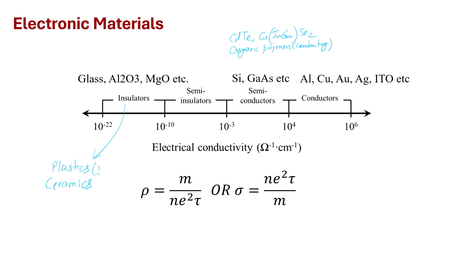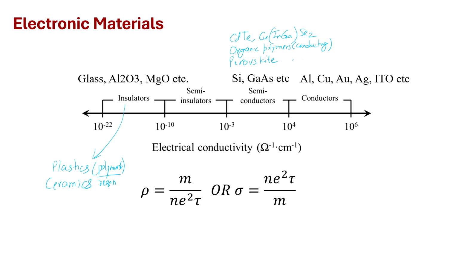Typical polymers will be plastics, polymers, or resins, thermosetting polymers. They will all be in the plastic category, very insulating, but there is a special class of polymers, organic polymers, which could be conducting. And then we have recently been researching a lot perovskite materials and many other materials which are semiconducting, whose electrical conductivity lies from 10 to the minus 3 to 10 to the 4 ohm centimeter inverse.